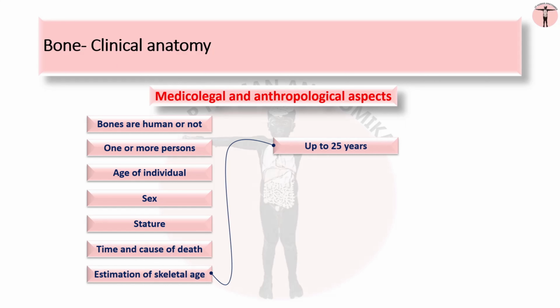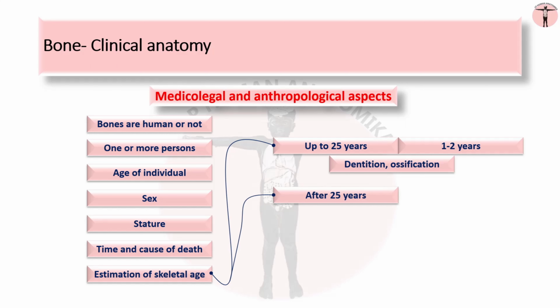Up to the age of 25 years, the skeletal age can be estimated to within 1 or 2 years of correct age by the state of dentition and ossification, provided the whole skeleton is available. From 25 years onwards, the skeletal age can be estimated to within plus or minus 5 years of the correct age by the state of cranial sutures and of the bony surfaces of symphysis pubis.